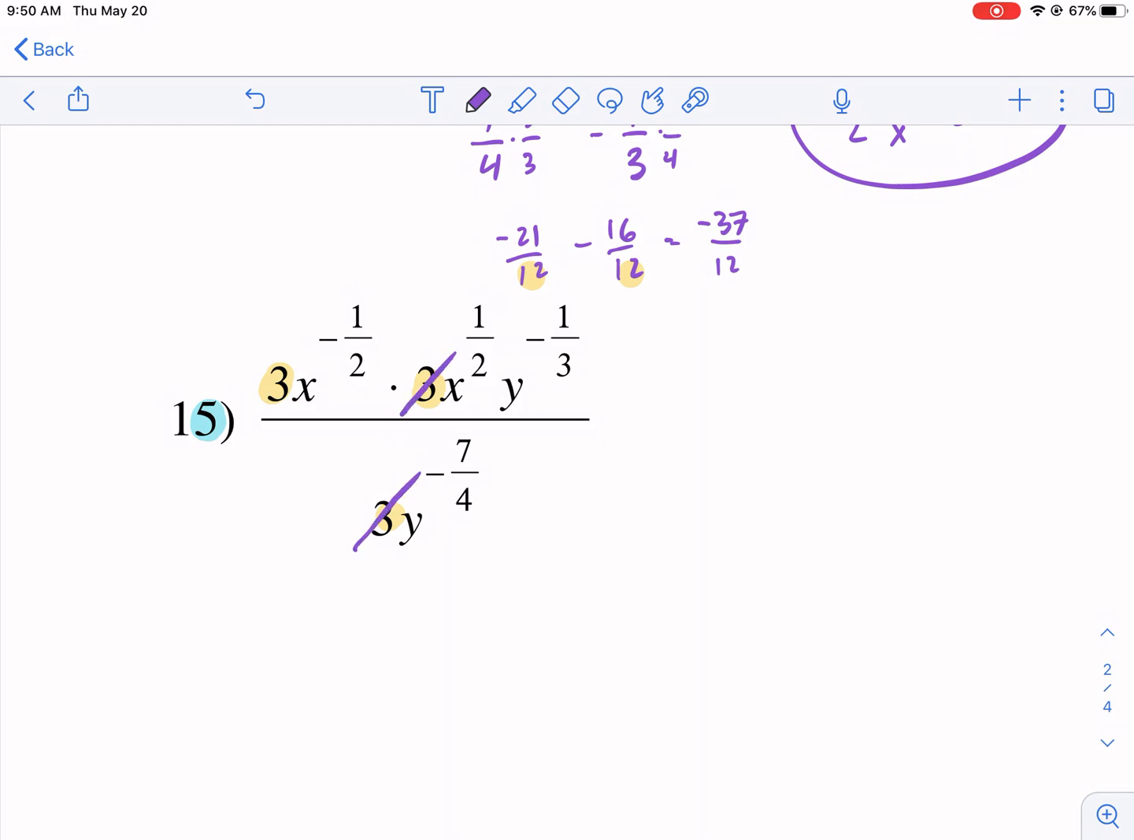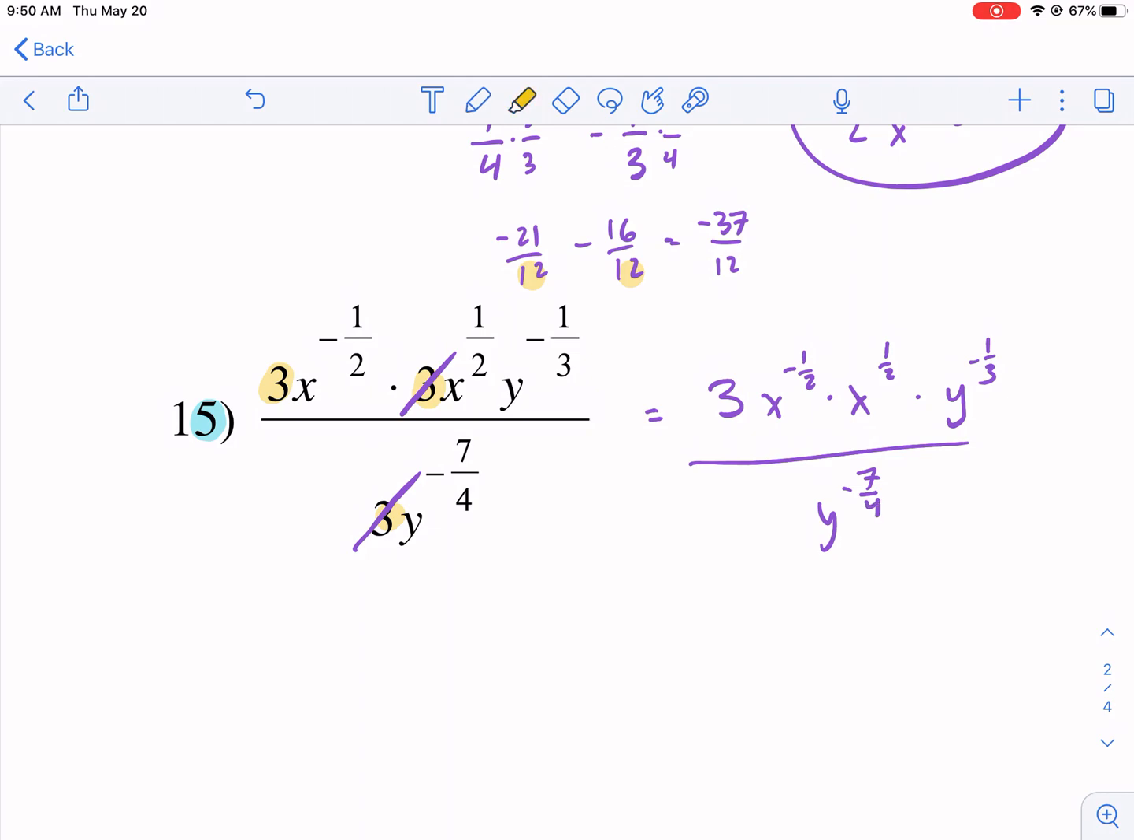Now, what we can do here is we can cross off the 3 with the 3. You see it in the top and bottom. You can cross it off because it's equal to 1. And 1 is an identity property when you multiply it. So now we have the rest of the gang. Negative 1/2 for x times x to the 1/2 times y to the negative 1 over 3 over y to the negative 7 over 4.